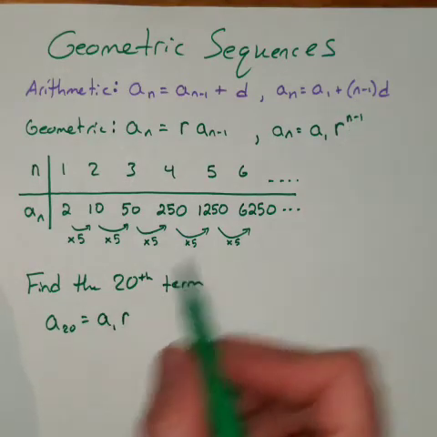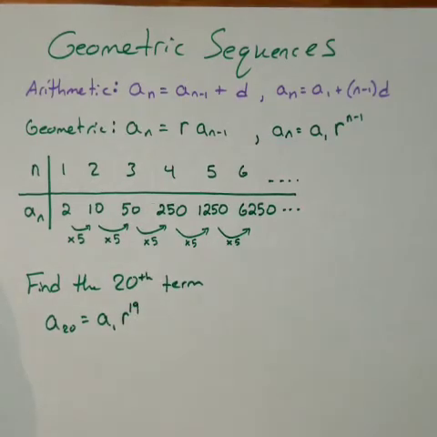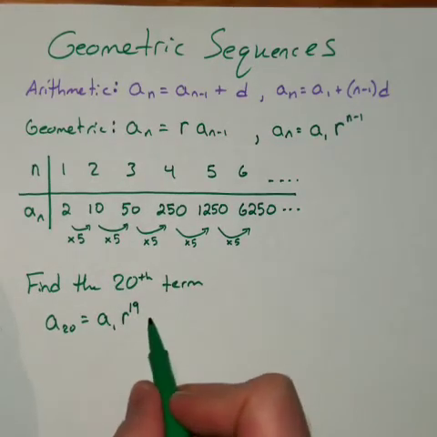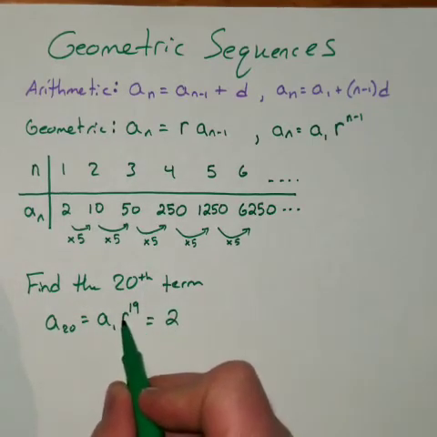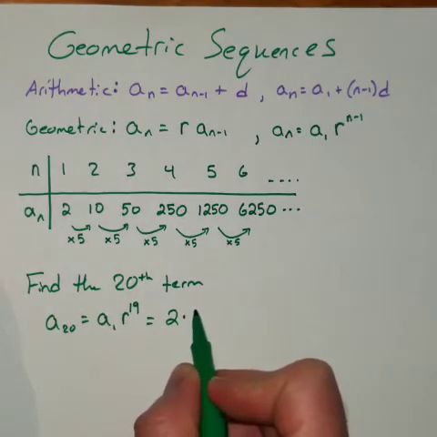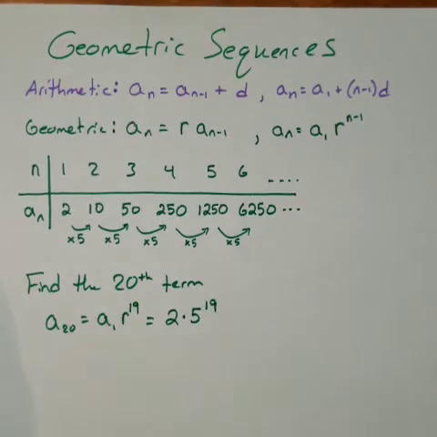To the n minus 1 power. Well, that'd be the 19th power. So a sub 1 is 2. R is 5, so it's 2 times 5 to the 19th power. Okay? 2 times 5, and I'm using my calculator to do this off to the side so you can't see it, and I get a huge number.